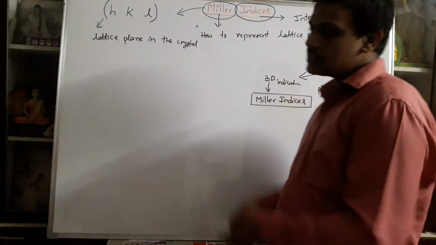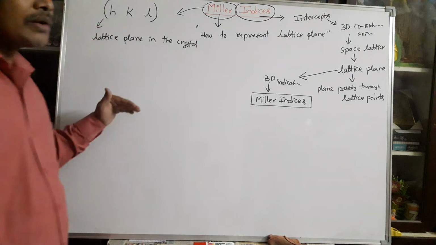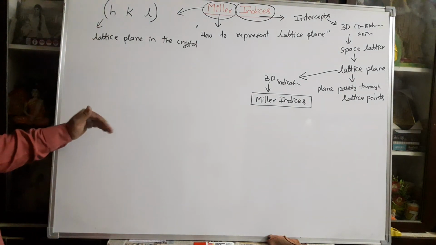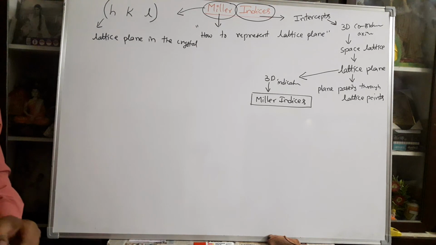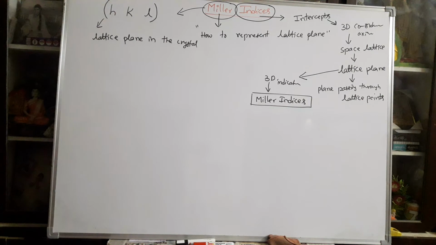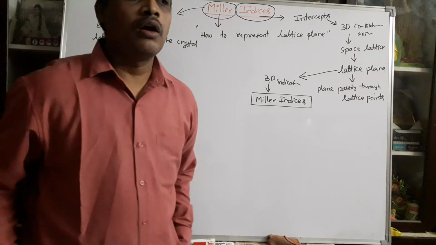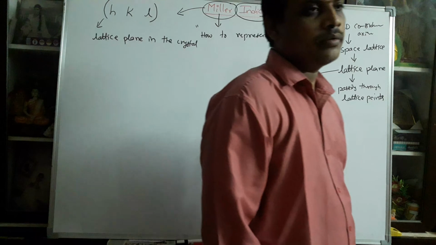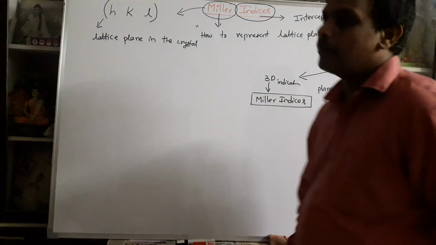How do we get the Miller indices? These Miller indices can be obtained by a step-by-step process. Using the step-by-step process, we are going to take an example so that you can clearly understand it. First of all, note down. This is the major introduction point about Miller indices. So we are going to the next topic, that is the Miller indices.